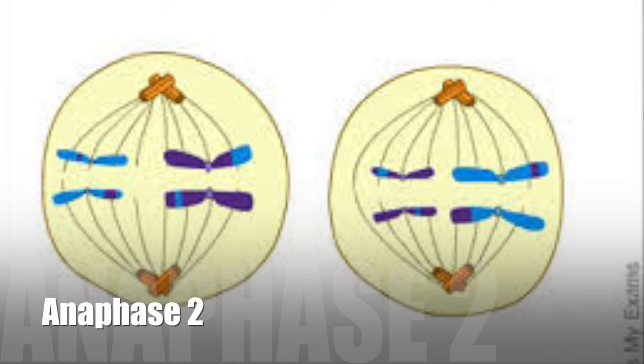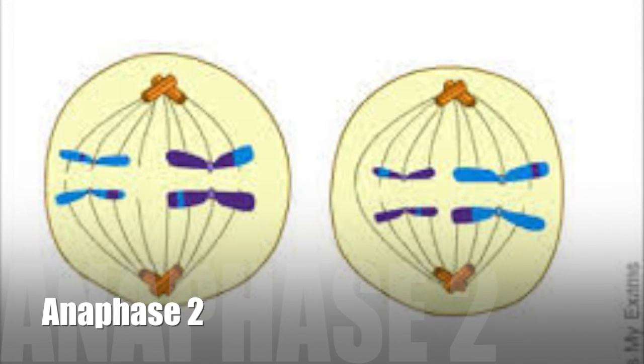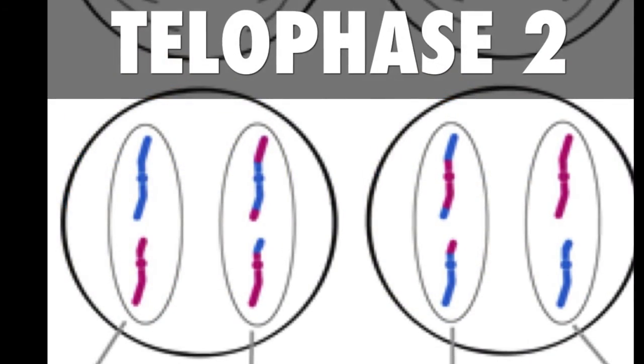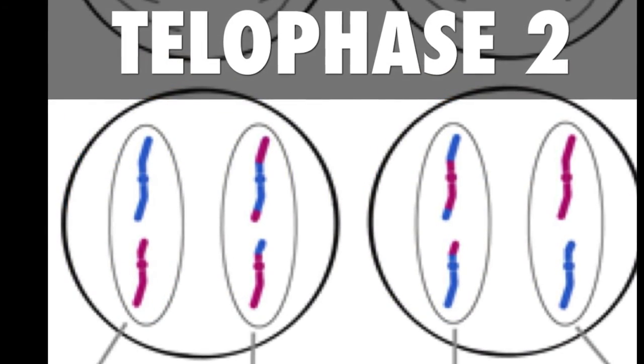And lastly, move on to, once again, telophase 2, in which case there are 4 different cells that will be formed afterwards. This is a short little introduction to it.